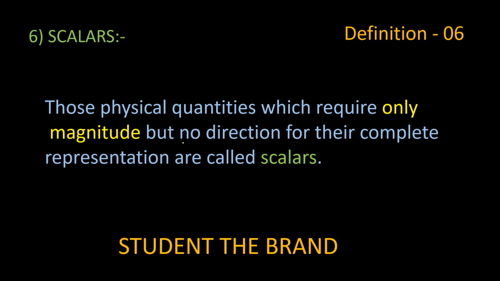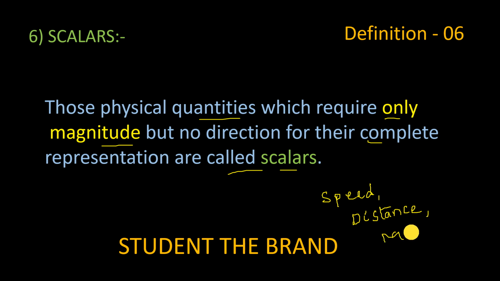Next, scalar. Those physical quantities which require only magnitude but no direction for their complete representation are called scalars. Scalar examples: we can take speed, distance and mass. So these are the scalar physical quantities. These quantities have only magnitude.